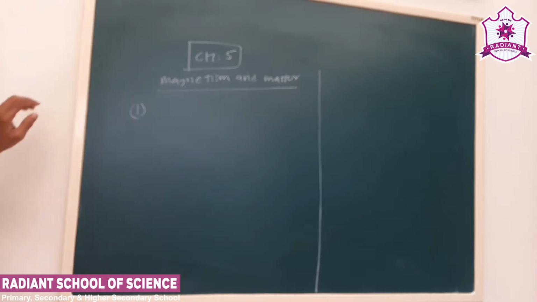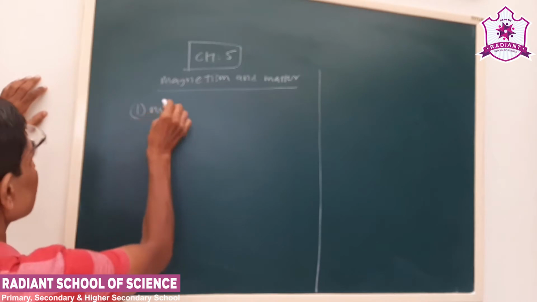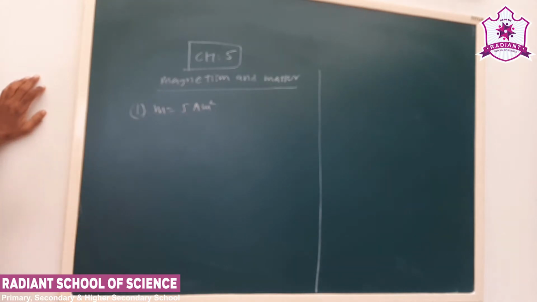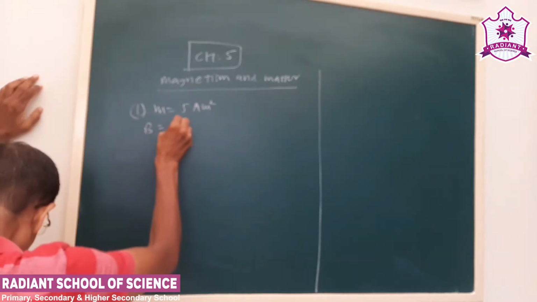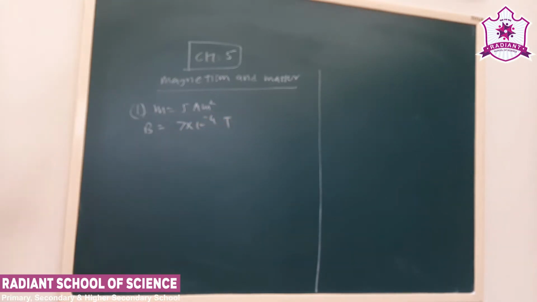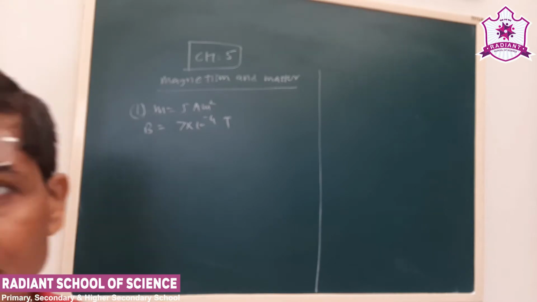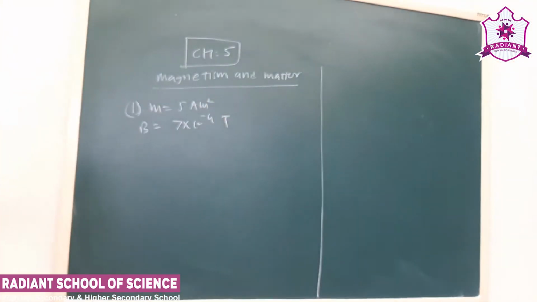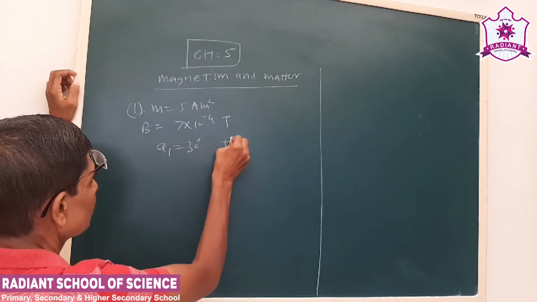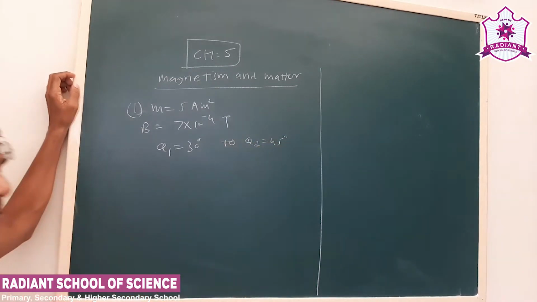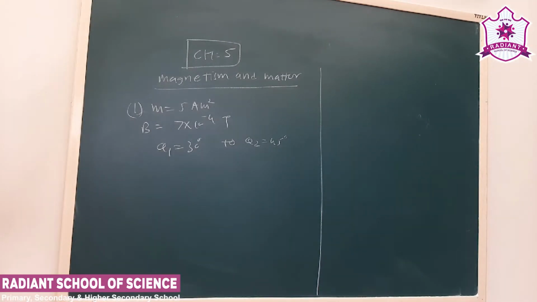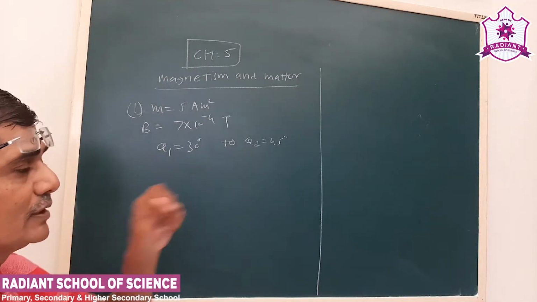A magnet has a dipole moment of 5, and it is placed in a magnetic field of 7 into 10 to the minus 4 Tesla in such a way that the dipole moment vector, and the dipole moment is a vector quantity, that should be kept in mind, changes angle from theta 1 equals 30 to theta 2 equals 45. We have to calculate the work done in moving this magnet such that its angle changes from 30 to 45.